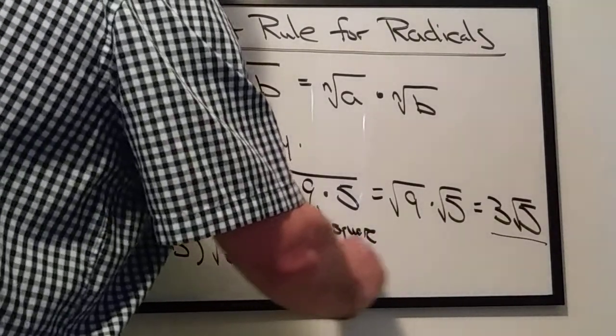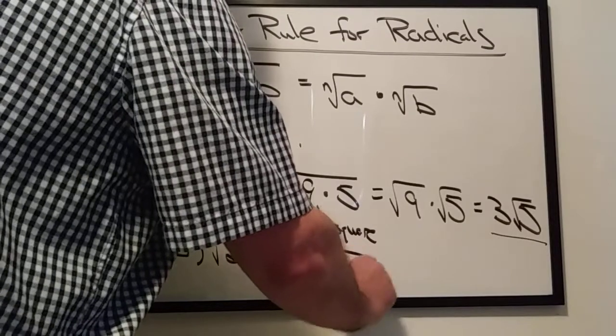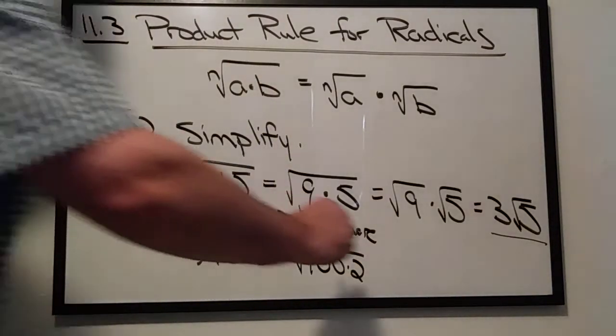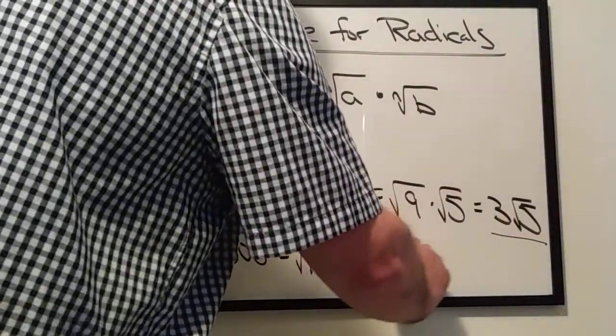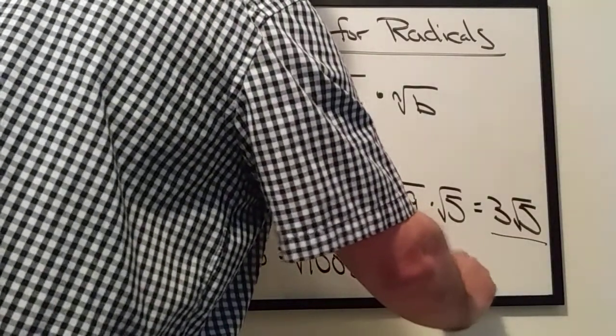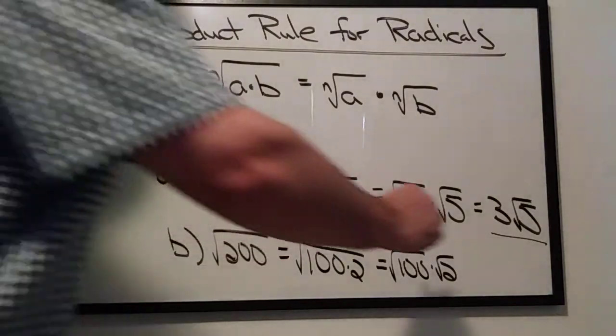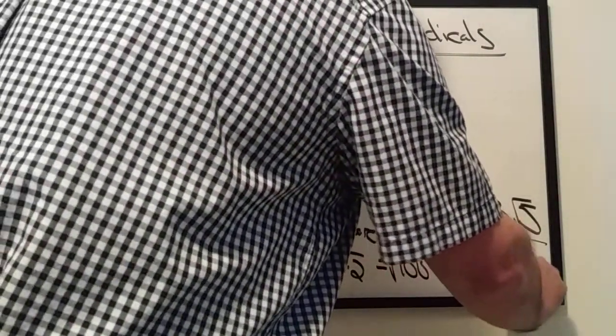We're going to have the square root of 100 times 2. Now that we have that, once again, the product rule for radicals allows me to break this up as the square root of 100 times the square root of 2. Square root of 100 then is 10. So my final answer on this problem is 10 times the square root of 2.